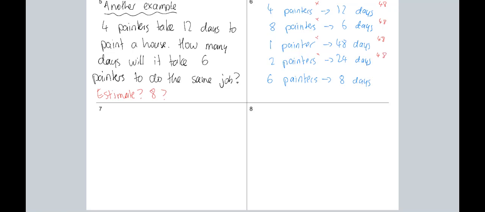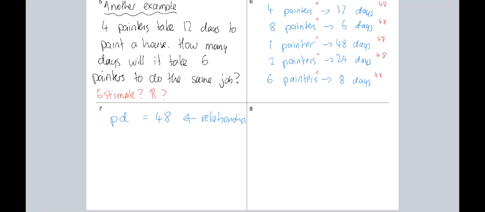So there's a relationship here that says that if I call the number of painters P and the number of days D, then we would say that P multiplied by D is equal to 48. Like so.